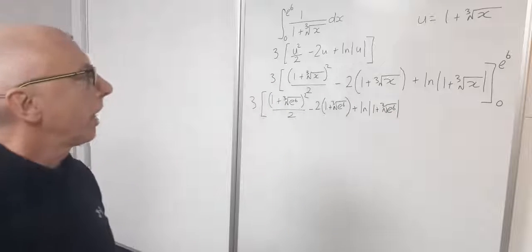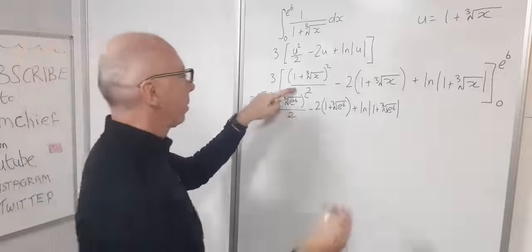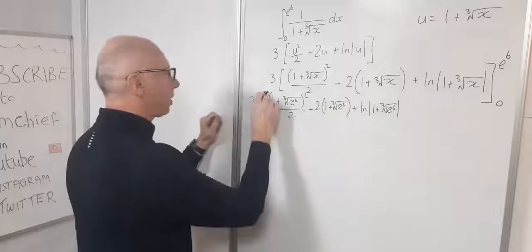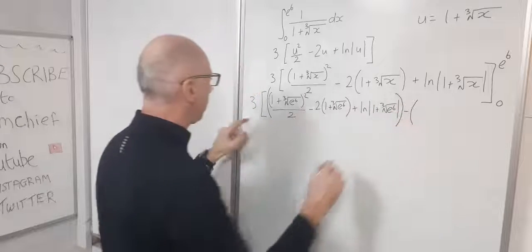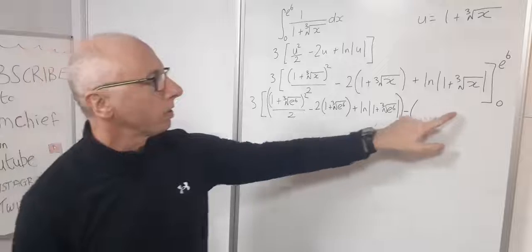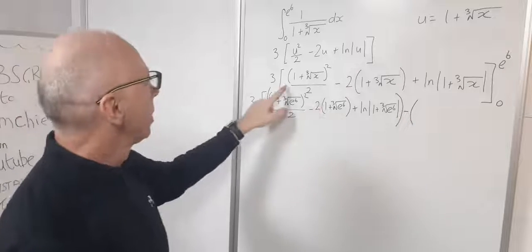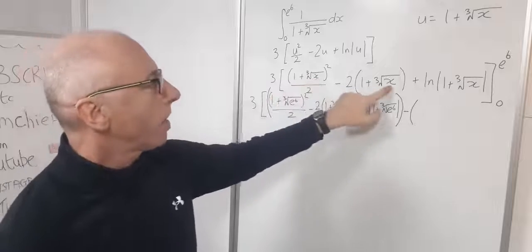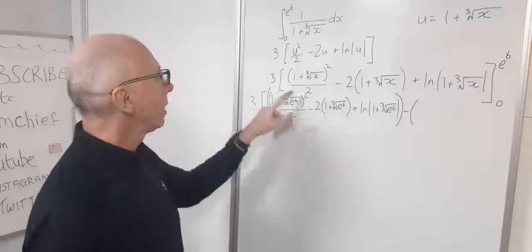Okay, now we have to plug in when all the values are 0. So now we're going to subtract. So all of this will be for e to the 6, and then inside the big square brackets, I'm now going to take away the values when x is 0. So when x is 0, that'll be 0, that'll be 0, that'll be 0. So this should be a bit more straightforward just to write straight in.